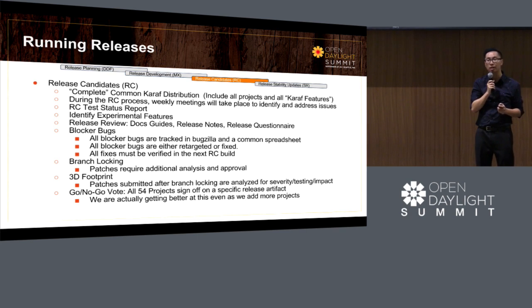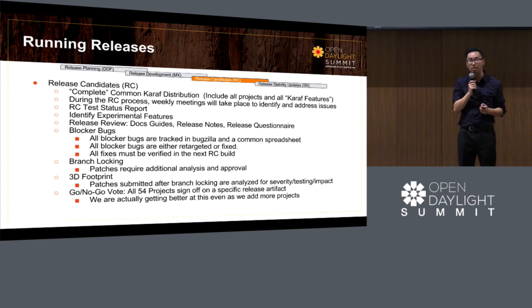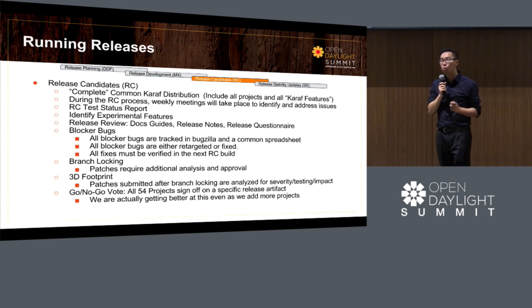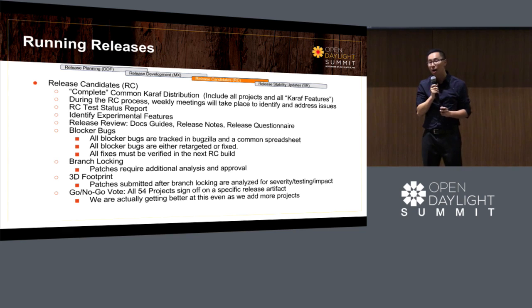The third phase is the release candidate phase, and this is our busiest time of the release, where we actually generate one release each week and ask projects to test and report blocking bugs. And for all the blocking bugs that are generated, we make sure that we follow up. Those blocking bugs are either retargeted or they are fixed, and we make sure that they are verified in the next release candidate.